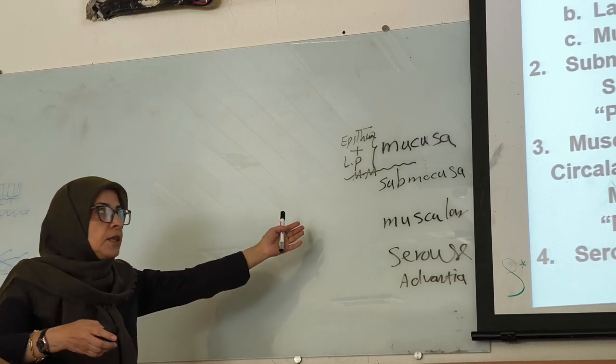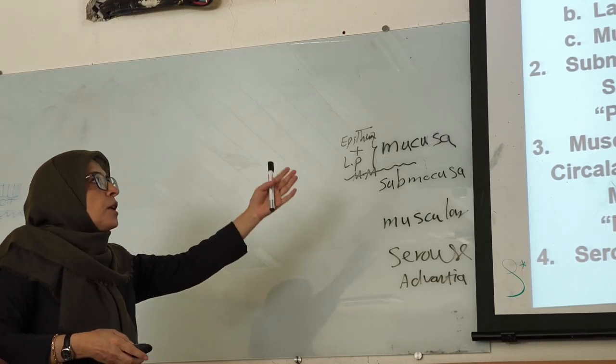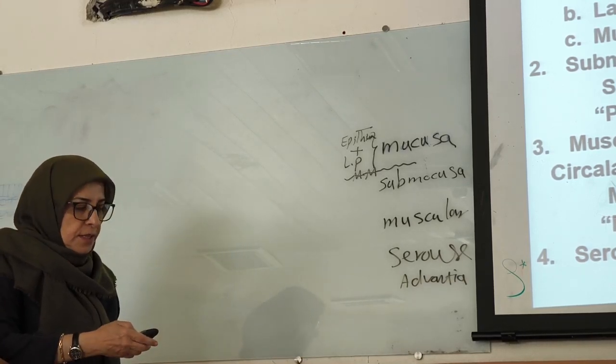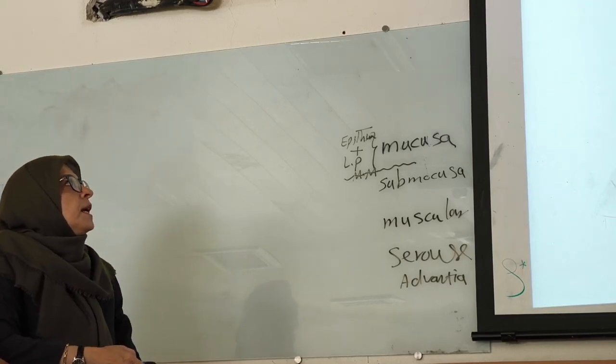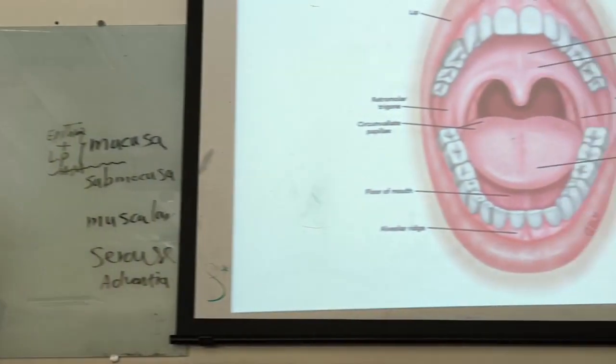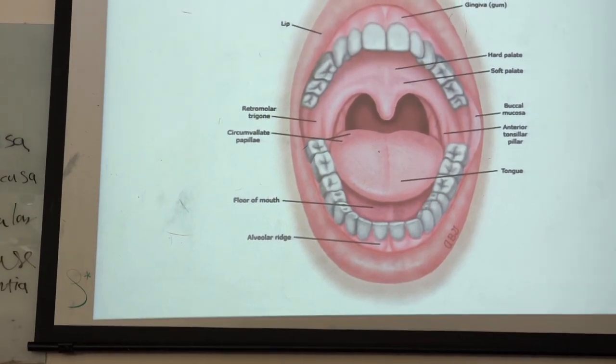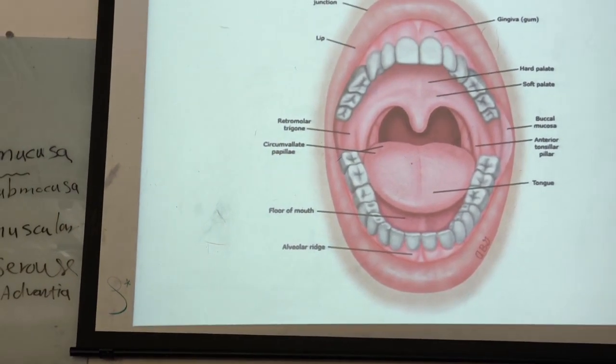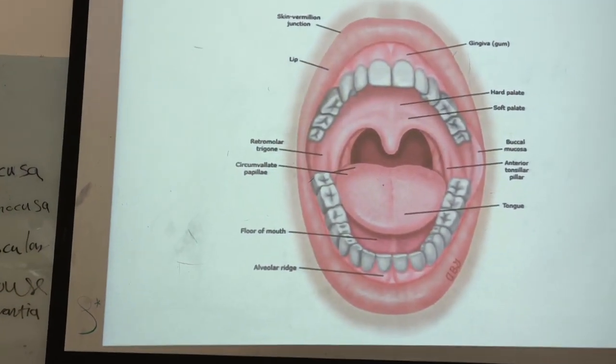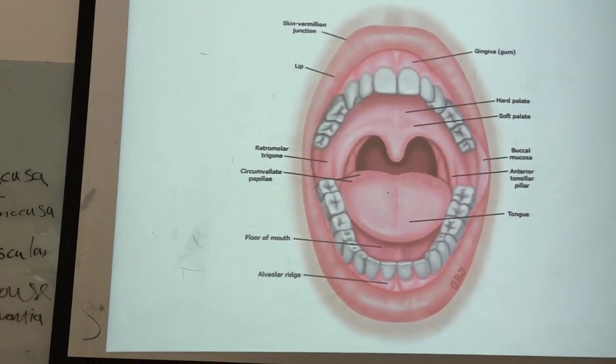And study the organs of the digestive system one by one. At first, start from the oral cavity. That you know, the anatomical structures of the mouth or oral cavity.